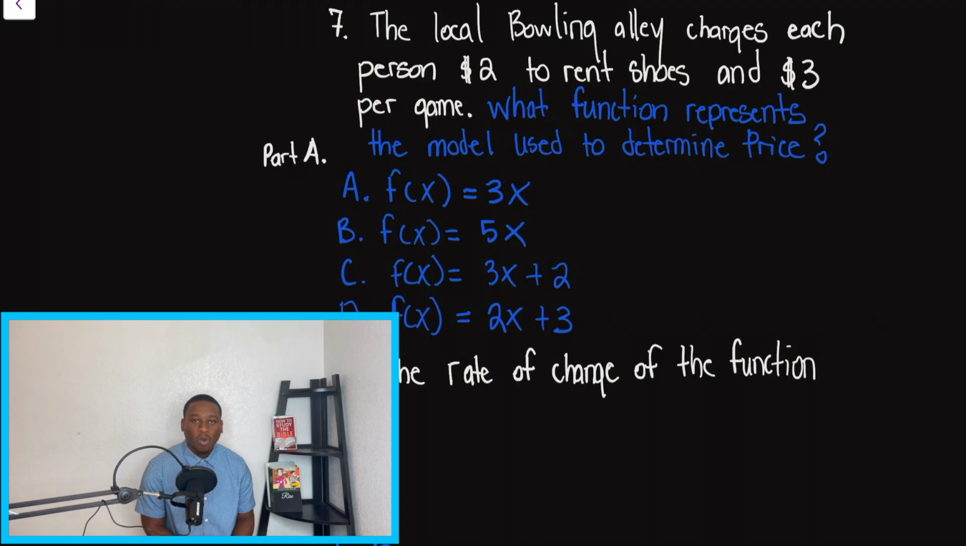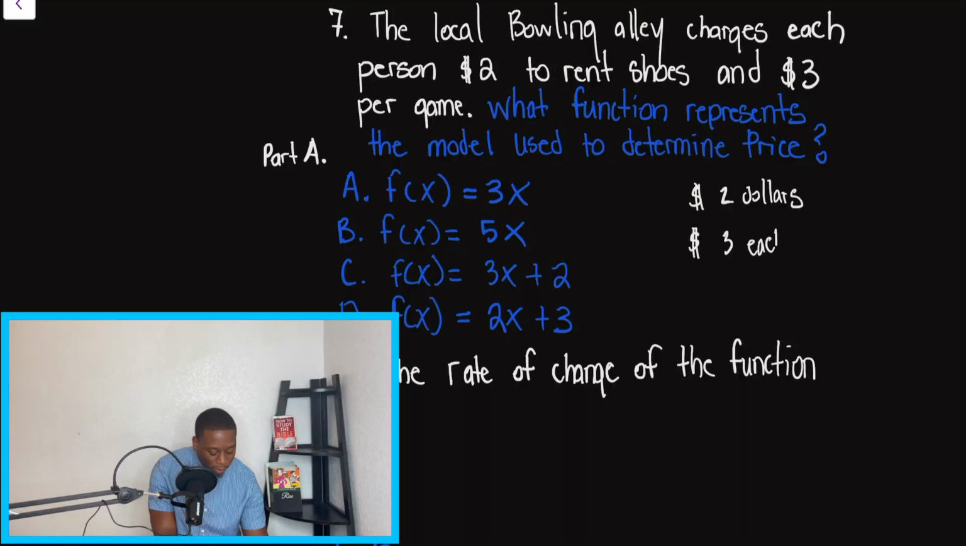All right. So what we have to understand is there's two different things, right? They're being charged for shoes. So we know no matter what, they're going to pay $2 for shoes. Doesn't matter how many games you play, you're going to pay at least $2 one time for shoes. And then we know that for each game, we're going to pay $3 each game, right? And now they're asking us what is the function that they would use to model this situation.